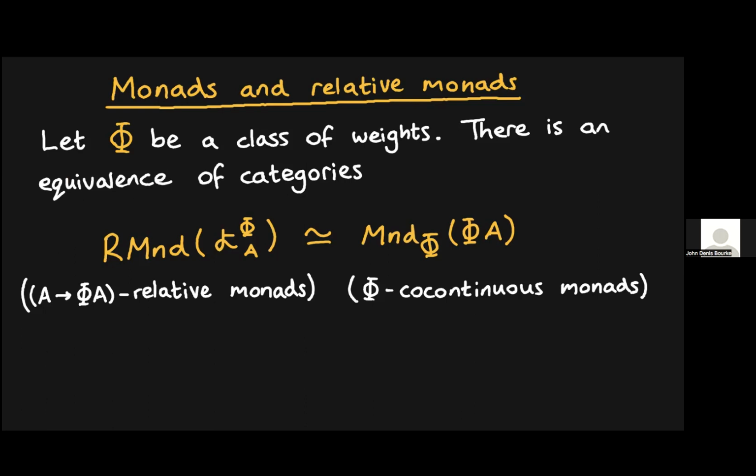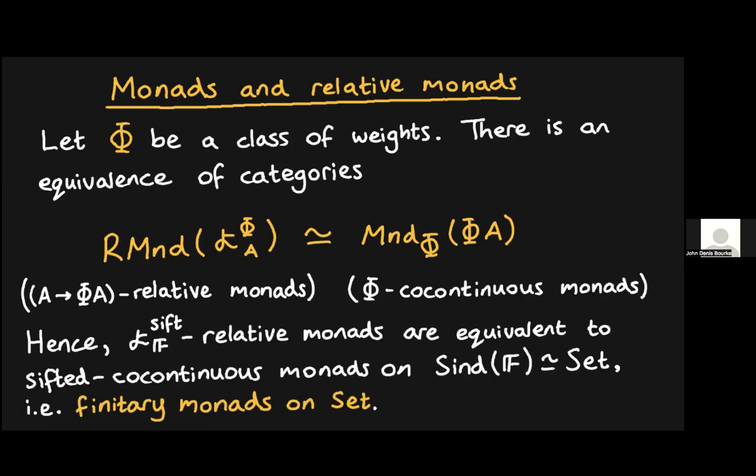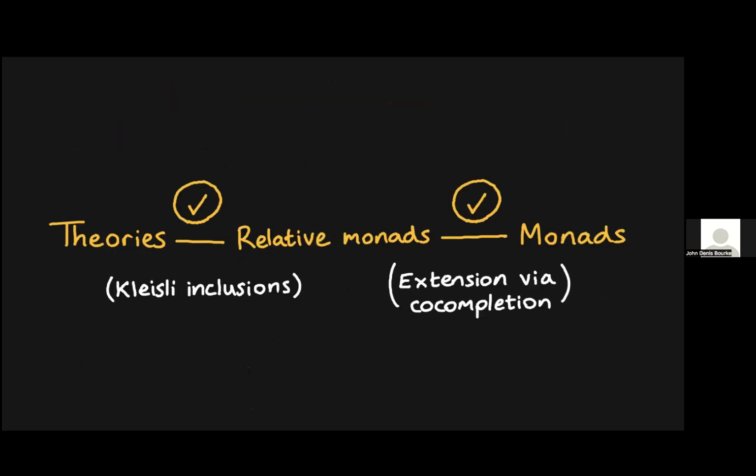So if we're taking a monad relative to the inclusion of a category into some co-completion, it's the same as looking at the monads on the co-completion which preserve those colimits. So it's a very general fact. And in our concrete setting, this means that our monads relative to the inclusion of finite sets into all sets are the same thing as sifted co-continuous monads on the sifted co-completion of F, i.e. on Set, which are the same things as finitary monads on Set. And so in this way, we capture the relationship between theories and monads going via relative monads.